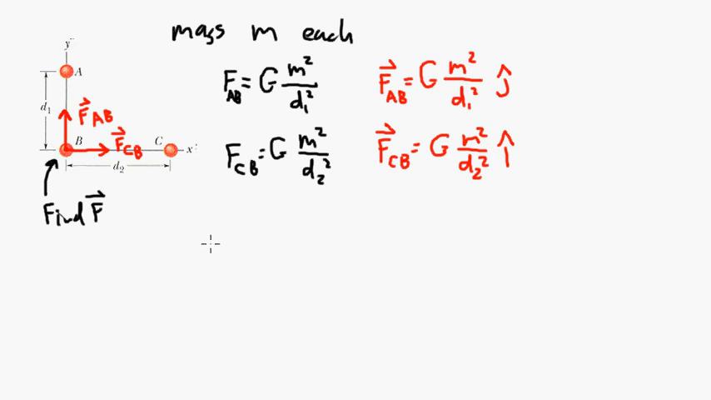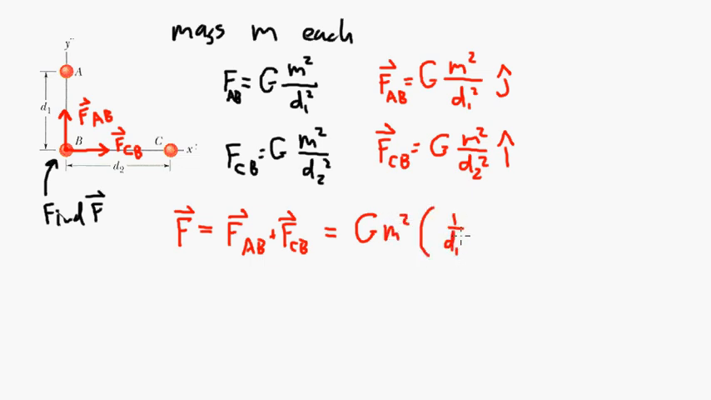So now let's take these two and add them together. So we could call this, let's call it F. It is going to be the sum of these two forces, FAB plus FCB. And then it's going to equal capital G. So let's see, these two go together, so we can collect the G m squared terms, right? So this is going to be 1 over d1 squared j hat plus 1 over d2 squared i hat. Okay, so this should be pretty simple at this point.